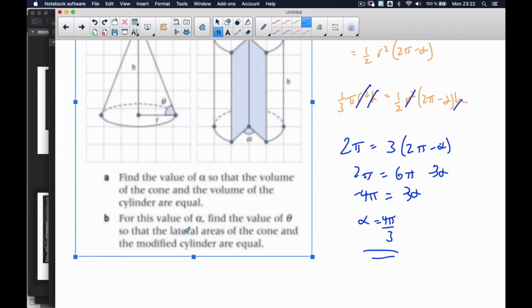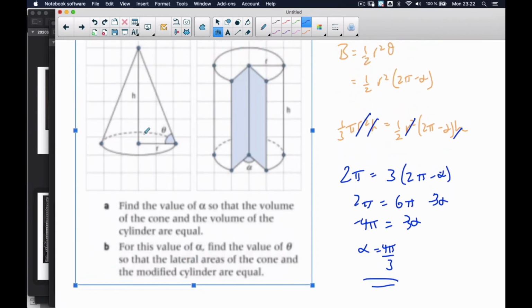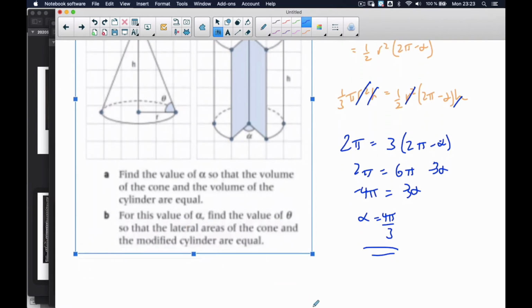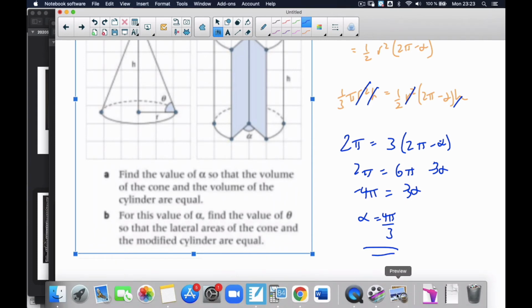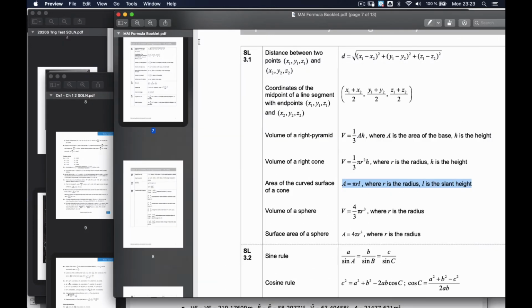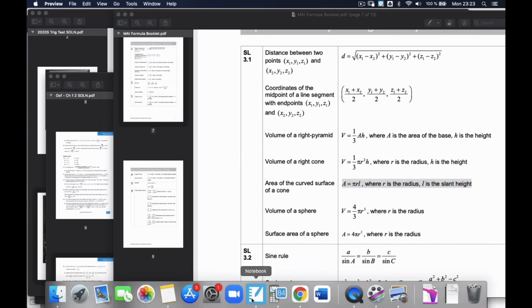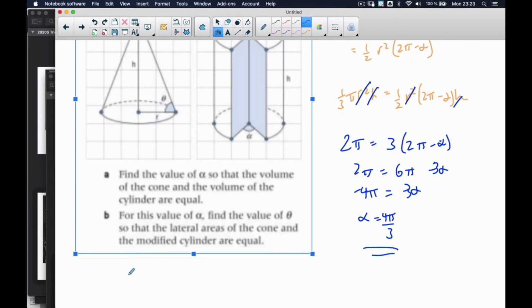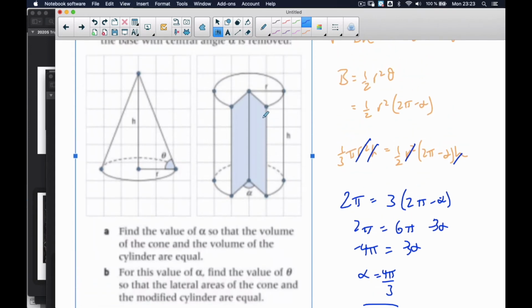Okay, so moving on to part B, for this value of alpha, we need to find this theta here. So the lateral areas are the same. And so the lateral area for a cone, well, if I look at my formula booklet, oh, that's not my formula, that's the answer. Here's my formula booklet. Here is the curved surface area, it's pi RL. And so I know that this area is pi RL. And so now to find this area, I need to find this curved part plus these blue regions here.